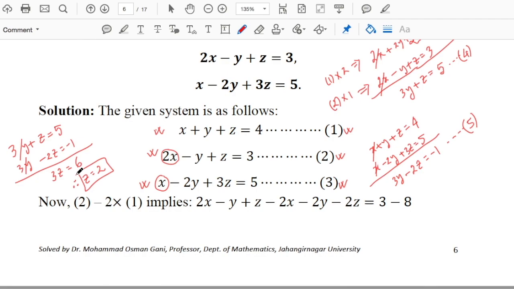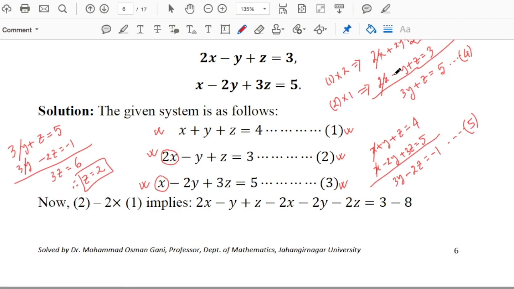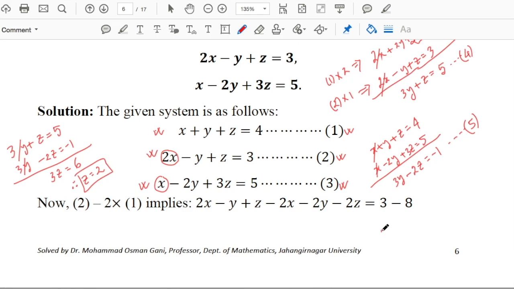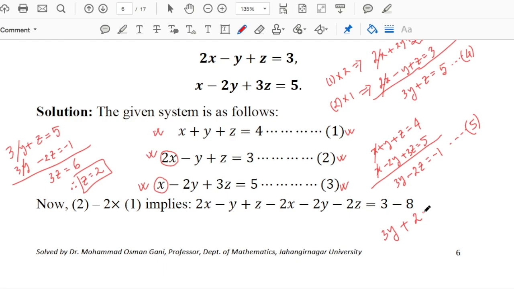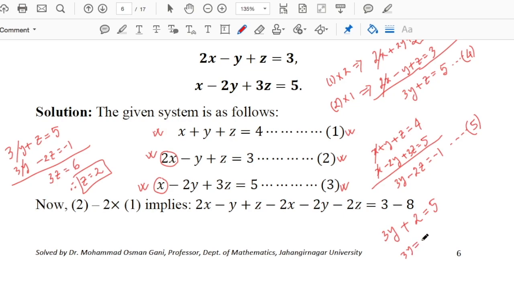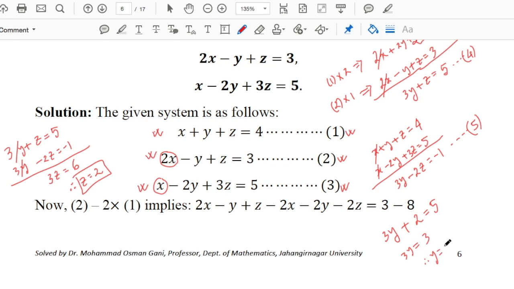And now by back substitution, if we put back z in either equation 4 or 5, we will get y. So let us replace z in 4. That means 3y plus 2 is equal to 5. 3y equal 5 minus 2, which is 3. Therefore y equal to 1.